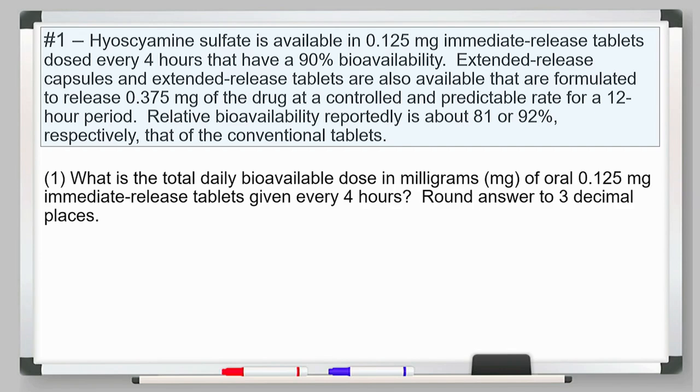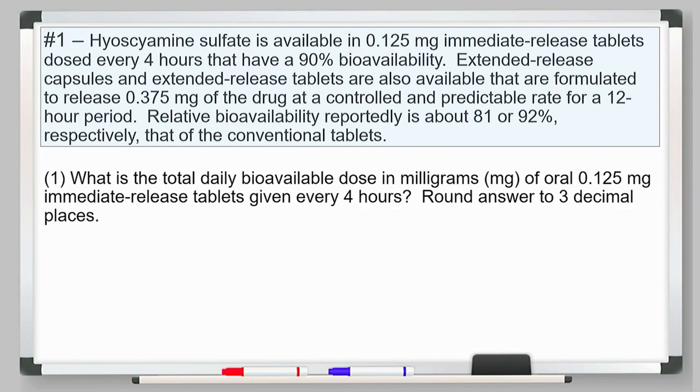Bioavailability is the ability of a drug to go from the dosage form, whether it's a tablet, a capsule, a liquid, a suspension, a topical cream, or whatever it is, into the body, through the body, and into the blood. While the drug can be the same in different dosage forms, the ability to get out of that dosage form and into the blood can vary.